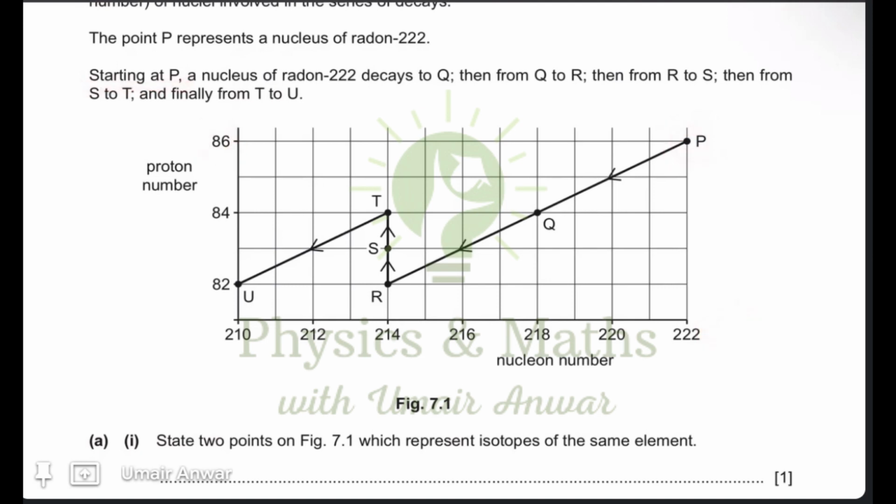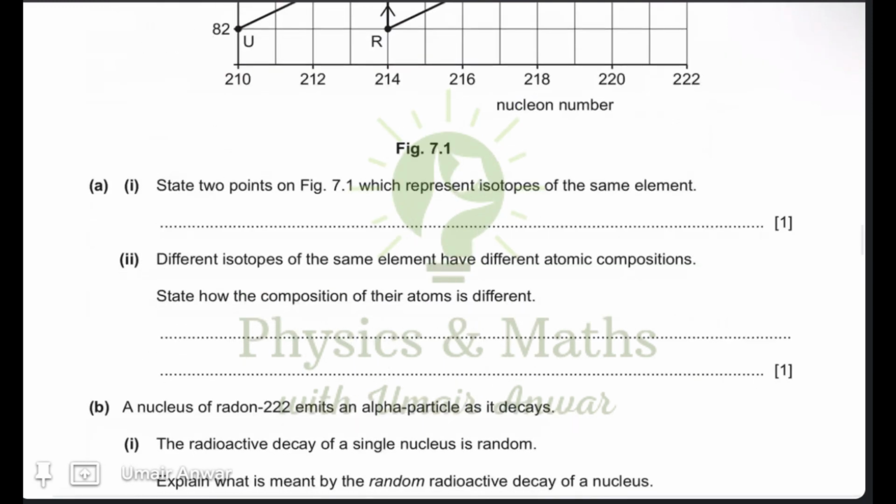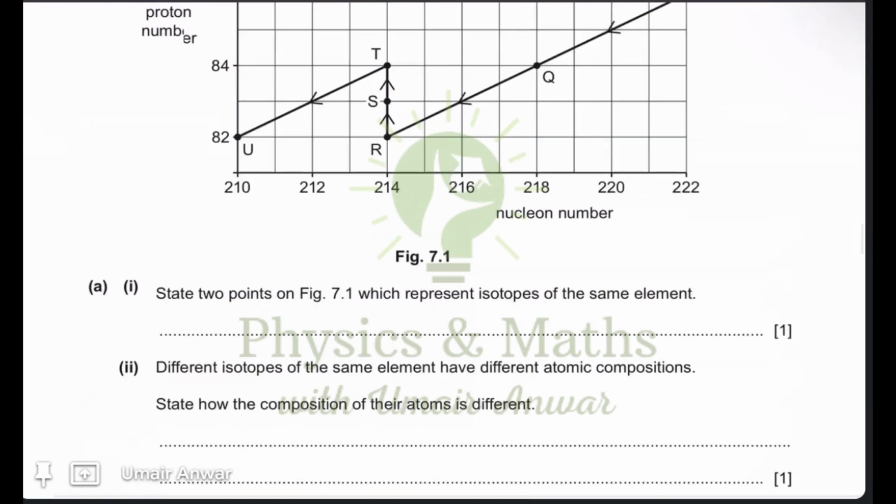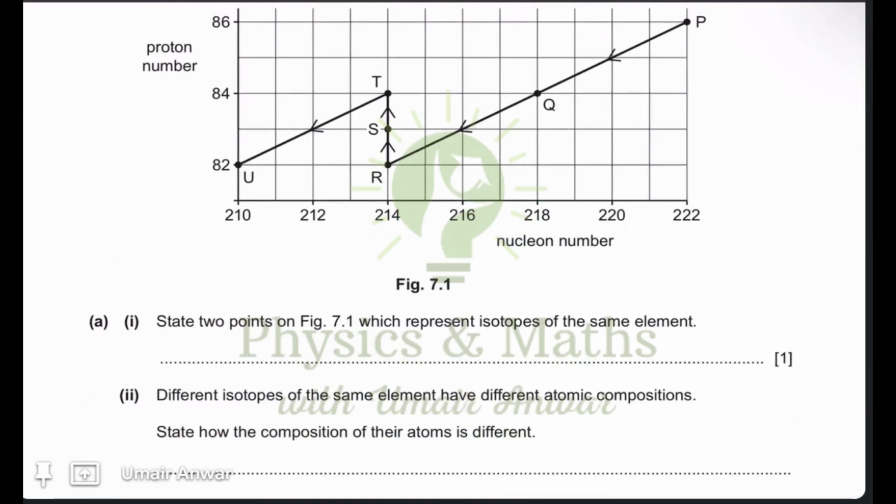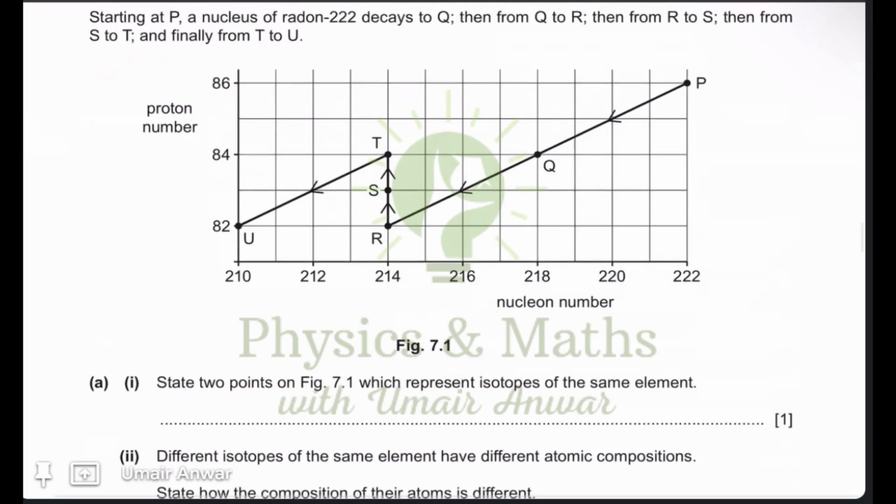Starting at P, a nucleus of radon 222 decays to Q, then from Q to R, and then from R to S, and then from S to T, and finally from T to U. State 2 points on figure 7.1 which represent the isotopes of the same element. So the isotopes are the ones which have the same proton number but different nucleon number.